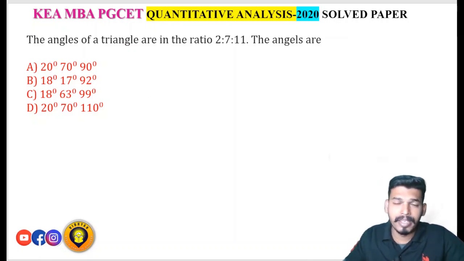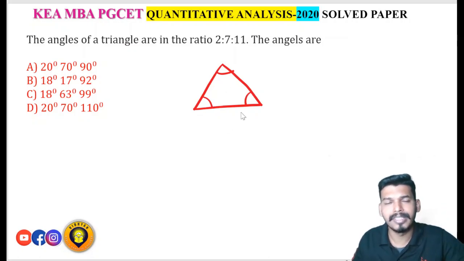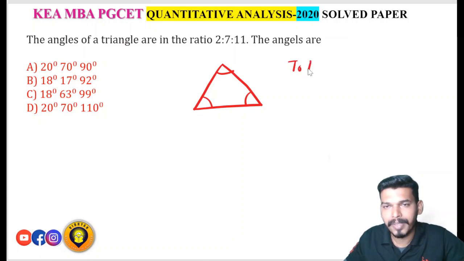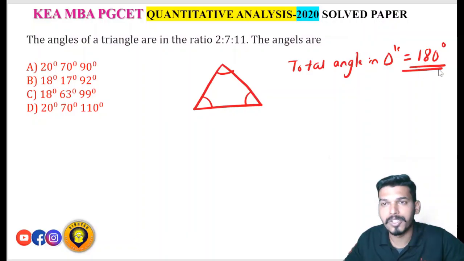See, in a triangle there will be three angles, right? Obviously everybody knows, right? So a triangle consists of three angles. Do you know what is the sum of all the three angles? You have learned this in your school, right? So the total angle in a triangle, the sum of all the three angles of a triangle, will be equal to 180 degrees. So this thing you should keep in mind.